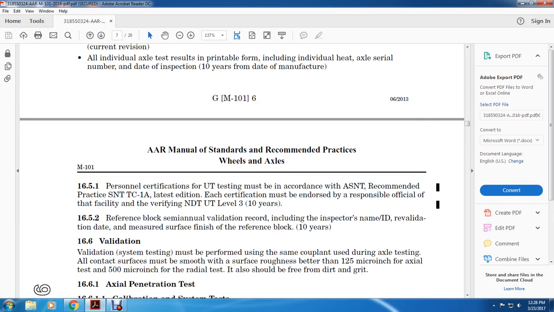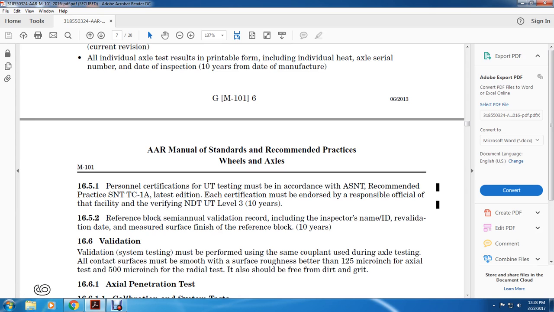16.5.1 Personnel certification for ultrasonic testing must be in accordance with the American Society for Non-Destructive Testing recommended practice SNT-TC-1A, latest edition. Each certification must be ensured by the responsible official of the facility verifying the non-destructive testing ultrasonic test Level 3, 10 years. Reference block semi-annual validation record including the inspector's name, ID, revalidation date, measured surface finish, and reference block, 10 years. Validation of the system must be performed using the same couplant used during axle testing.